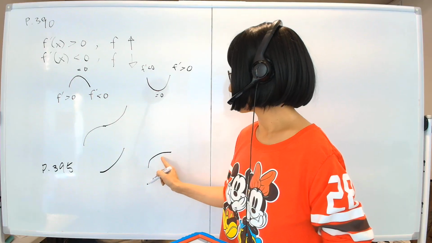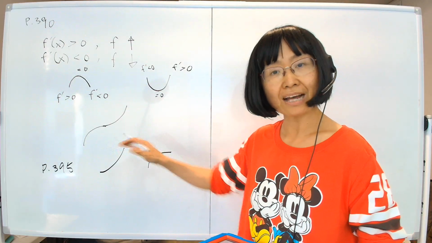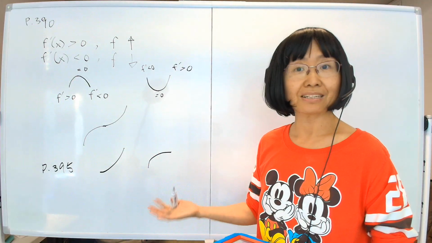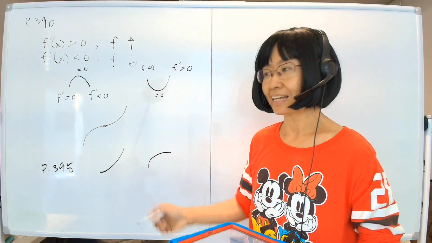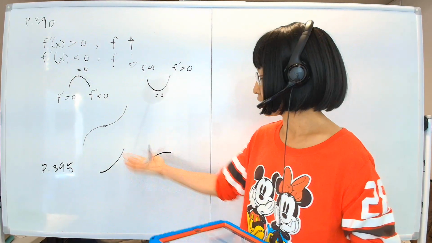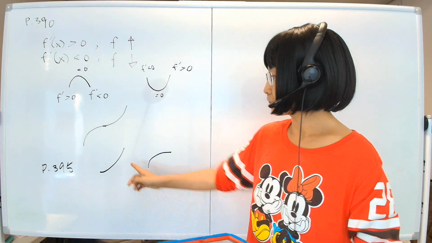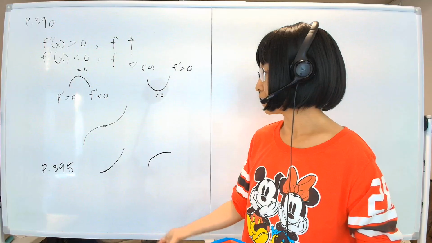Now, increasing this way means the increase is slowing down. It's still increasing, but it's slowing down. Whereas increasing this way means it's increasing and getting faster and faster. The increase is getting better. So this thing is called concave up.